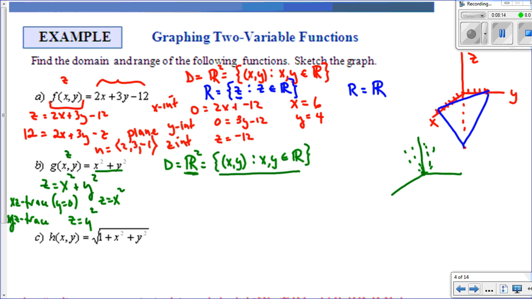And now if we were looking at planes parallel to the xy plane, so let's say we looked at z equal to 2, then we would have x squared plus y squared equal to 2. Or if z was 5, x squared plus y squared equal to 5. We're going to have circles. Okay, so what we've got is a paraboloid here.